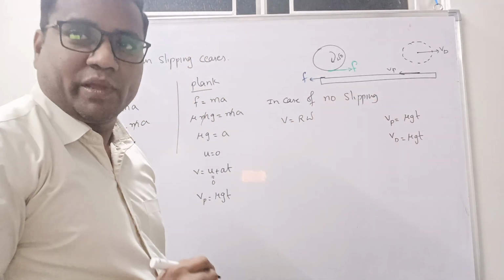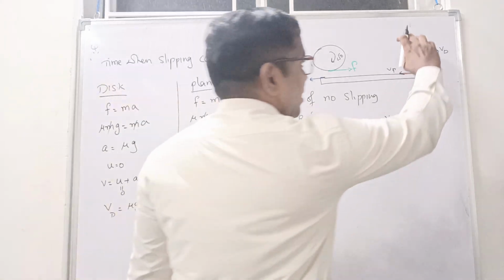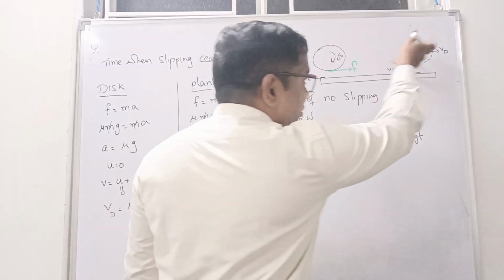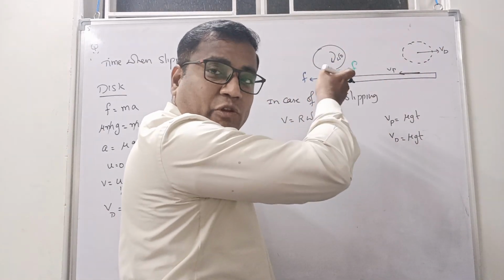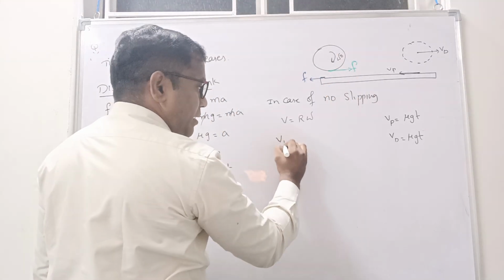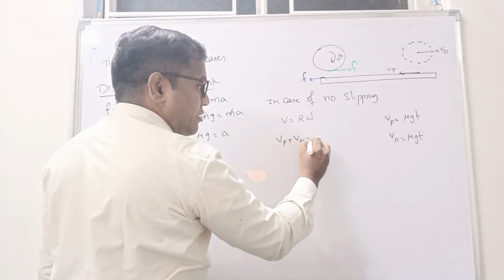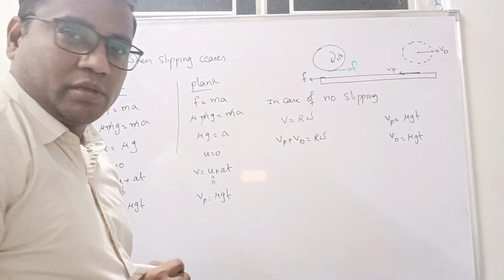V is equal to r omega. So what is v here? The particle is moving in this direction, and the plank is also moving in this direction. So the net velocity will be the total velocity. So Vp plus Vd is equal to r omega.